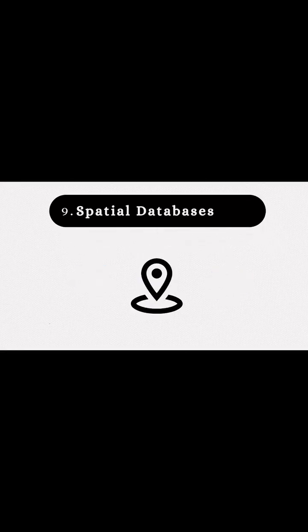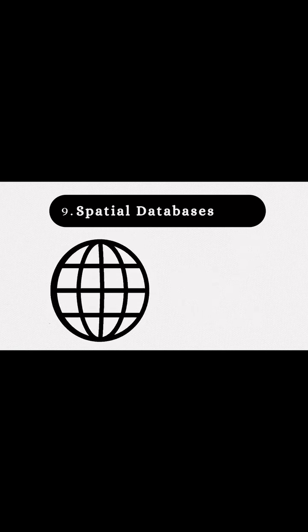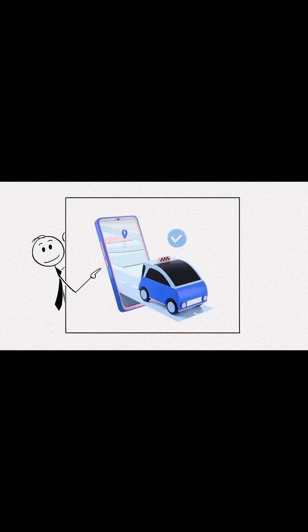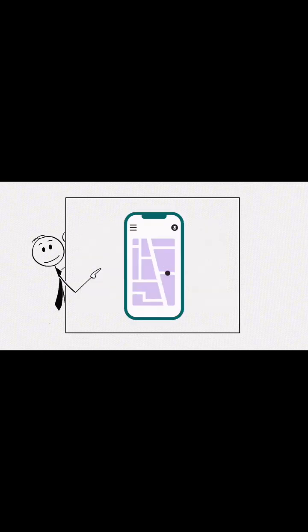Spatial databases store and query location-based data. They understand geographic coordinates, distances, shapes, and spatial relationships. These databases are used in navigation systems, ride-sharing apps, delivery platforms, real estate applications, and mapping services.